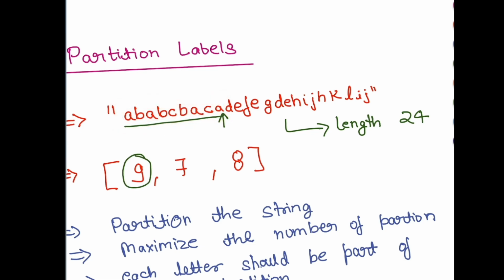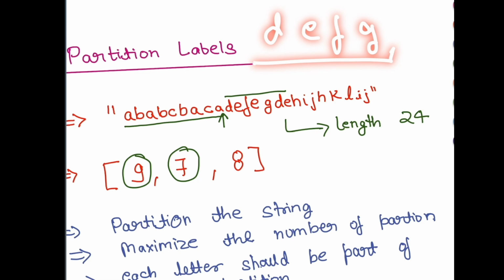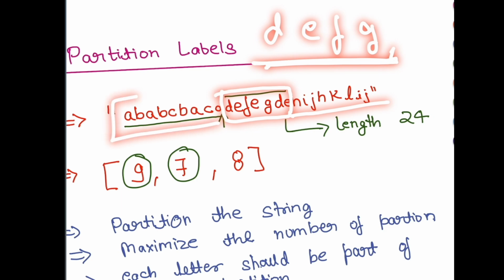After we have processed 9, let us understand how the next output is 7. So let us take the next 7 characters. These are the next 7 characters from D to E. Now in this part of the string you will find D, E, F, E, G, D, E. So it is made of D, E, F and G. These characters D, E, F, G are just part of this place in the string, right? You will not find them anywhere else in the string. So this is a valid partition.